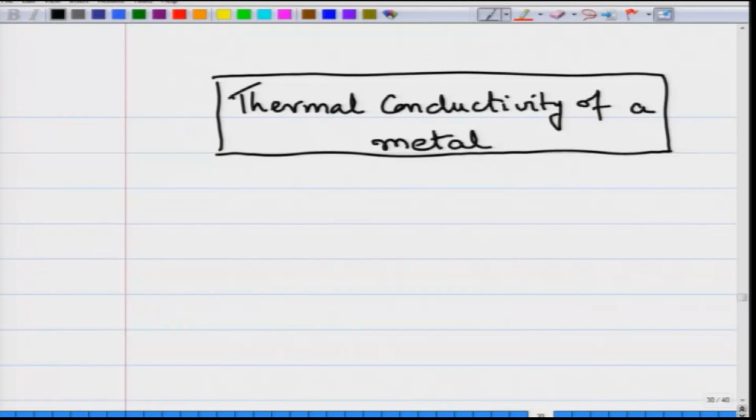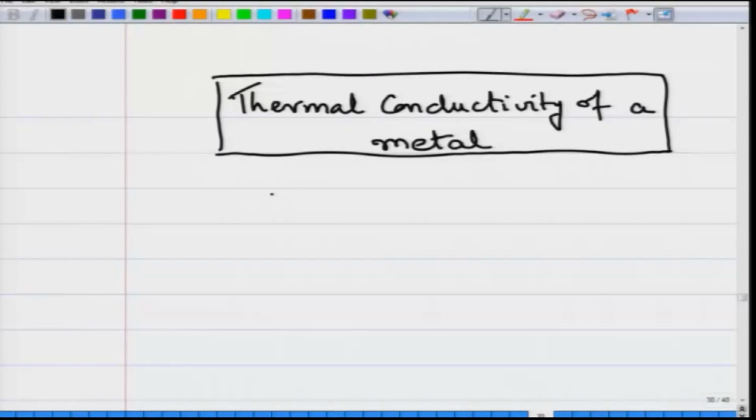We will now look at another property, which is that of the thermal conductivity of the material. In some of my earlier lectures, we had looked at a model to explain the electrical conductivity of a metal. Now, we will look at the thermal conductivity of a metal. So, what is thermal conductivity?